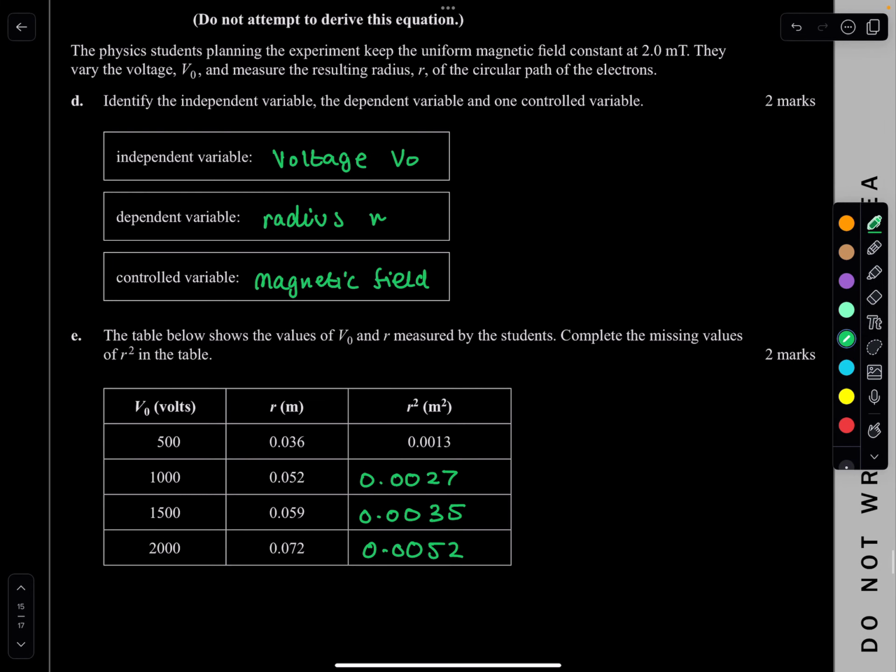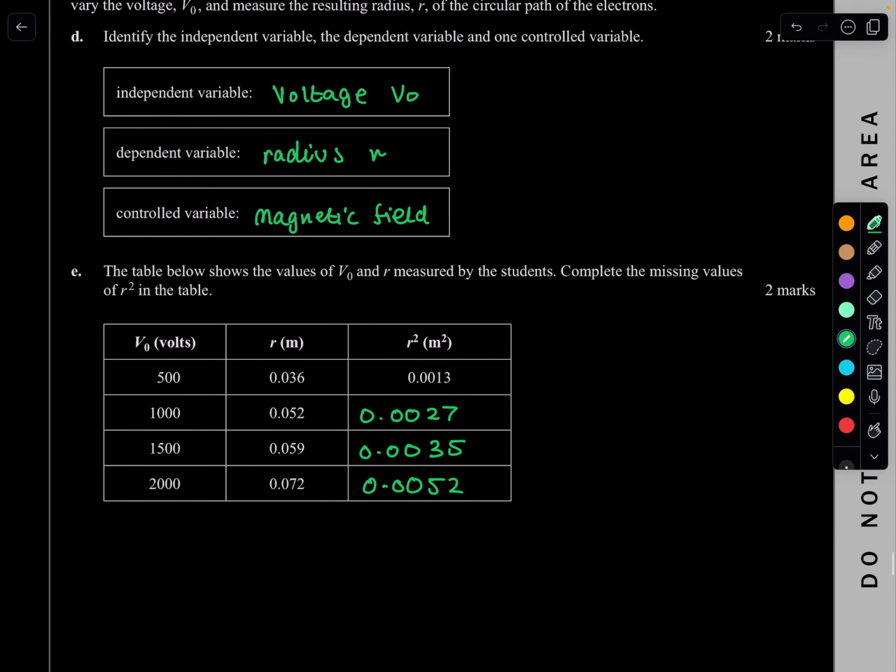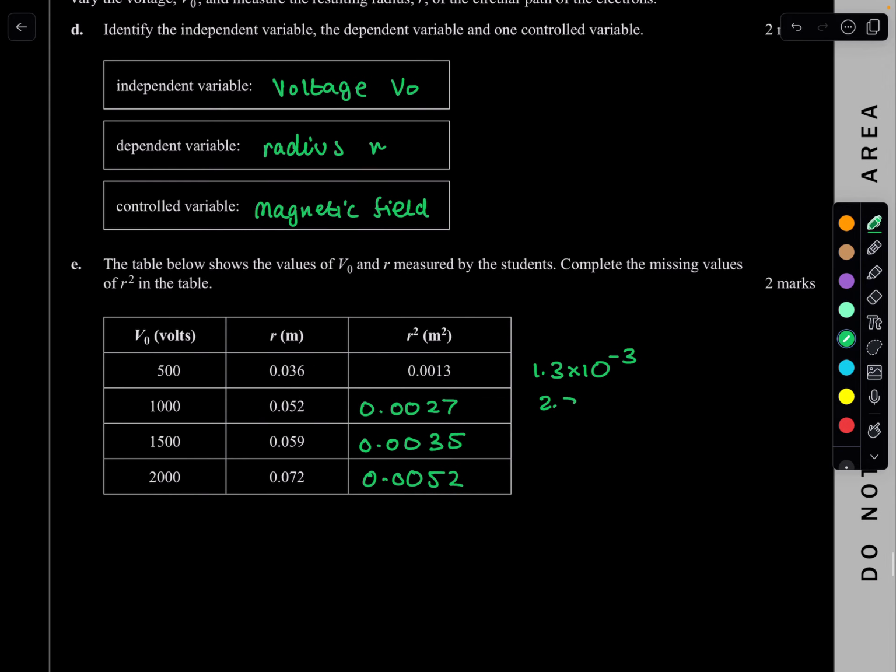Next one is your radius squared, which is basically 0.0. It's such a small number. So I can write this as 1.3 times 10 to the power of, so 1, 2, 3, -3. And we can do it for all of them. That's going to be 2.7 times 10 to the -3. That's 3.5 times 10 to the -3. And that's going to be 5.2 times 10 to the -3. It's much better to label them as 1.3 than 0.0, it just makes it harder, so I'm going to do that.